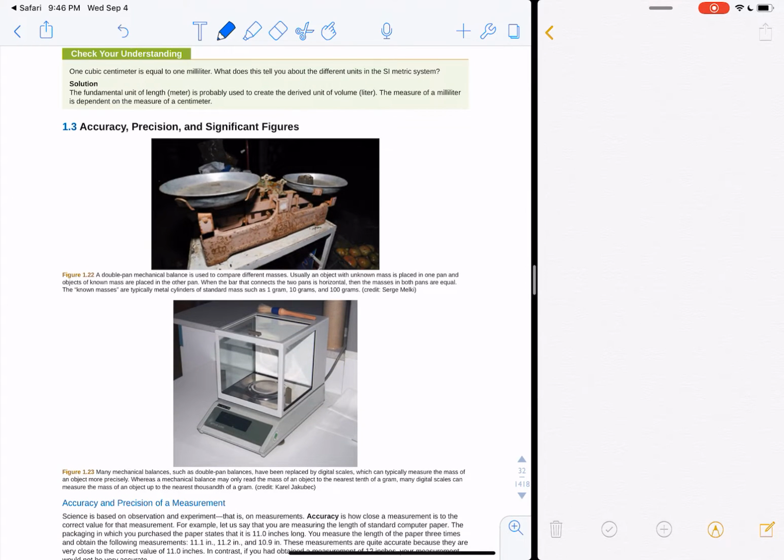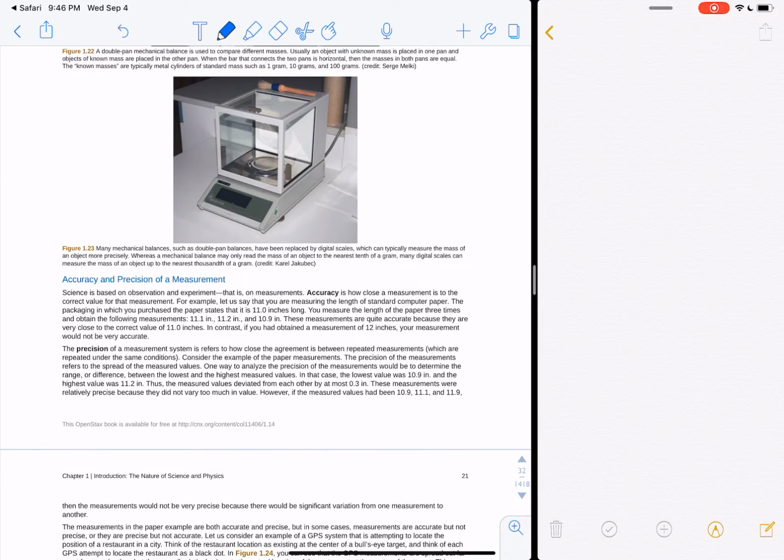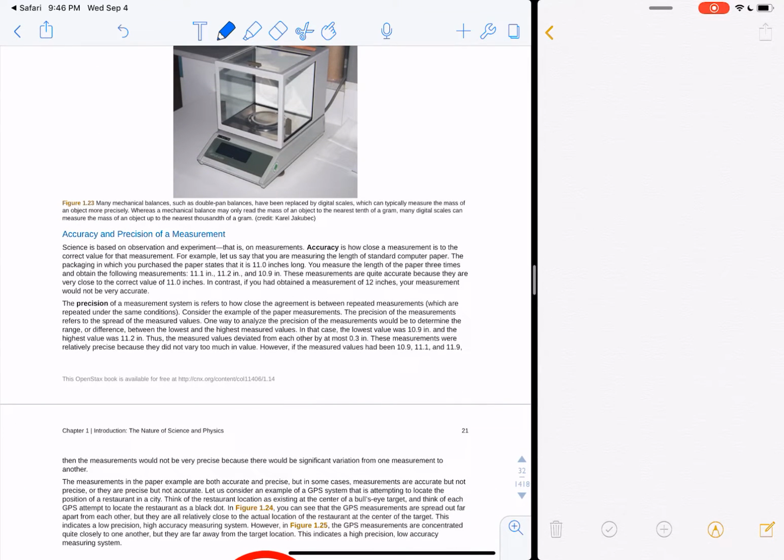Okay, accuracy, precision, and significant figures. This is pretty cool. The accuracy of a measurement and the precision of a measurement are a little bit different in what their ideas are. So let's say you have a target, and you are playing darts, and you hit a dart over here. Well, that is kind of off the center mark. There's your bullseye. You hit it here.